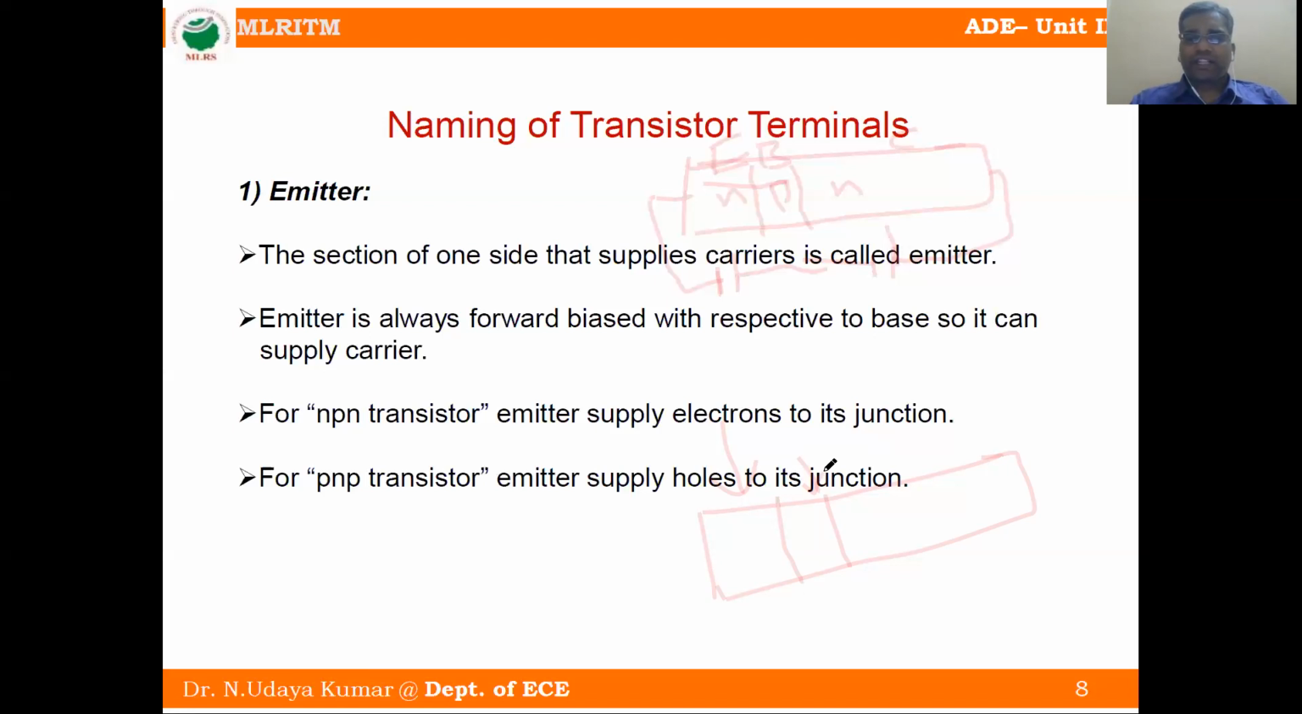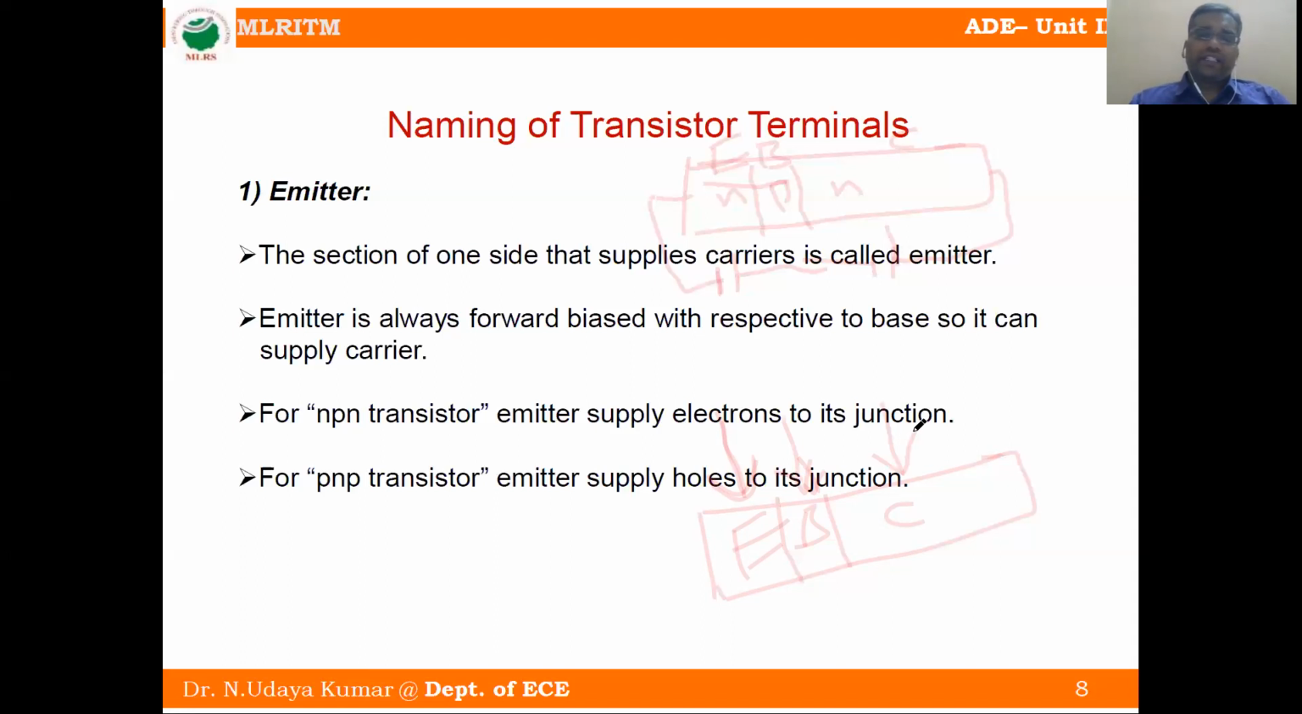Why is the emitter heavily doped? Because it always emits the electrons to the collector side. So emitting electrons means it is heavily doped. Emitter is heavily doped, base is lightly doped, and collector is moderately doped. So that is the doping concentration.